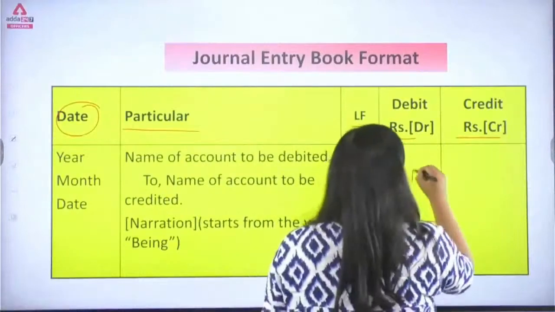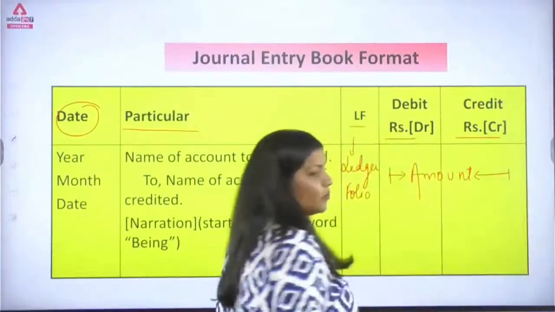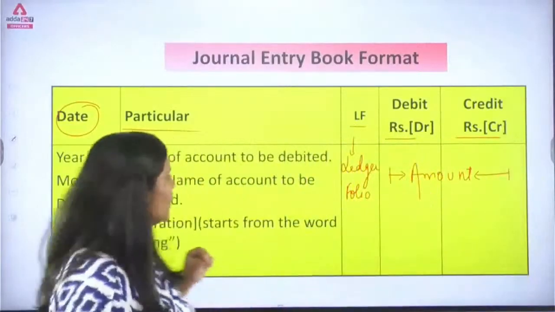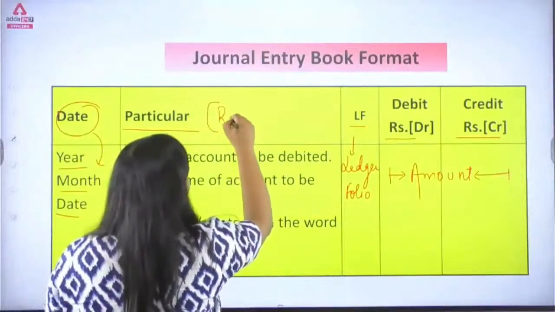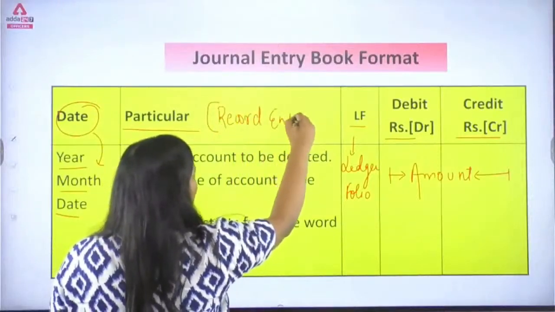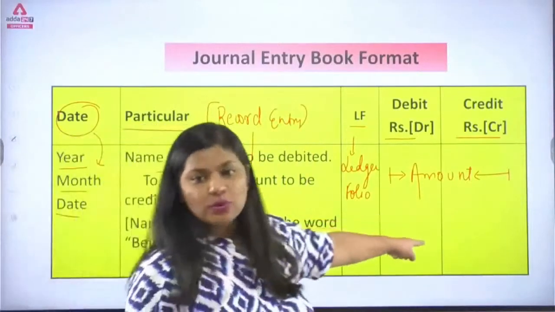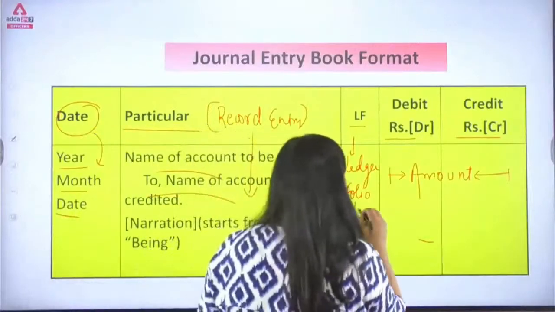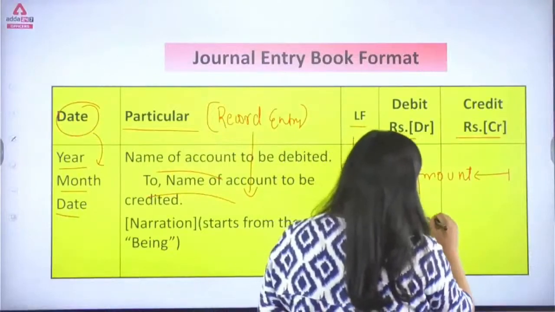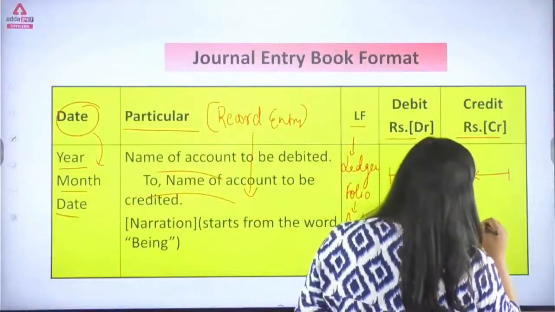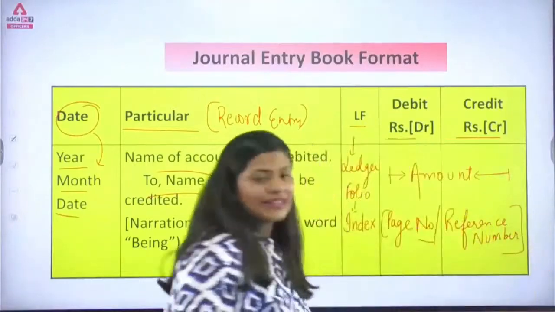It is the place where you will write the amount. Because it is a monetary transaction, you need to write the amount. So the amount will come in the last two columns. What will come over here? Date will come: year, month and date. Particulars, here you will record the entry. Here you will record the amount. And what is LF? It is a reference number, like an index where the page number would be given.